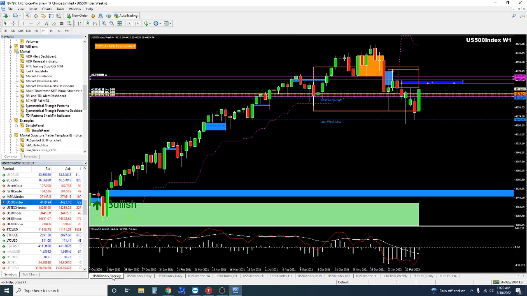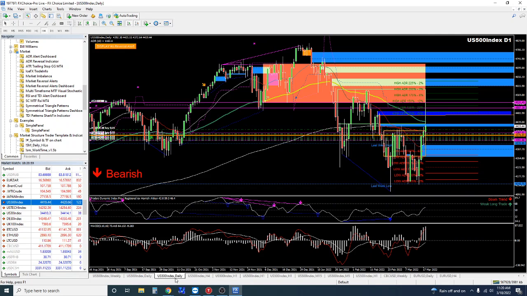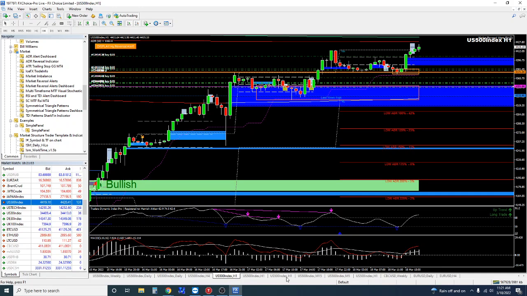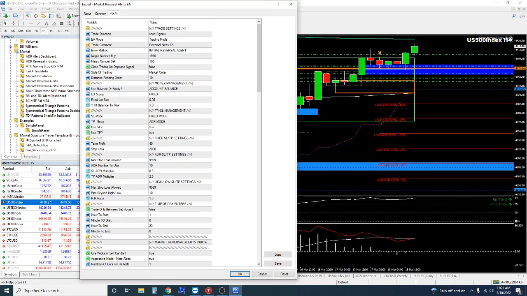So we got the weekly here. We're getting close to that zone. And then we need to have these. So I got some bots running already. I got 3 H1s: the H1 on the initial break, and then 2 H1s on the breakers, and then an H4 reversal EA, the initial reversal, I think.